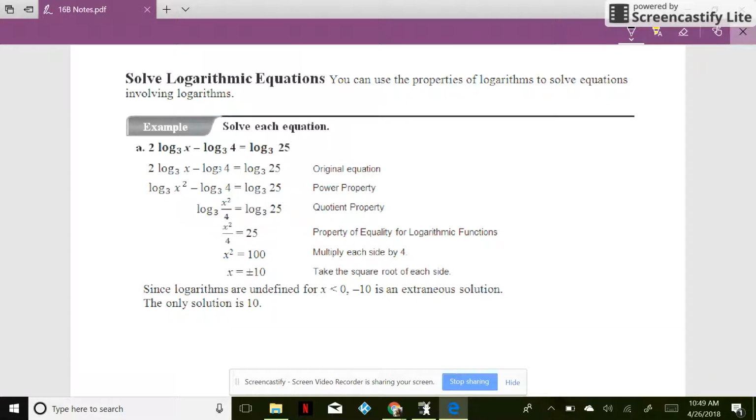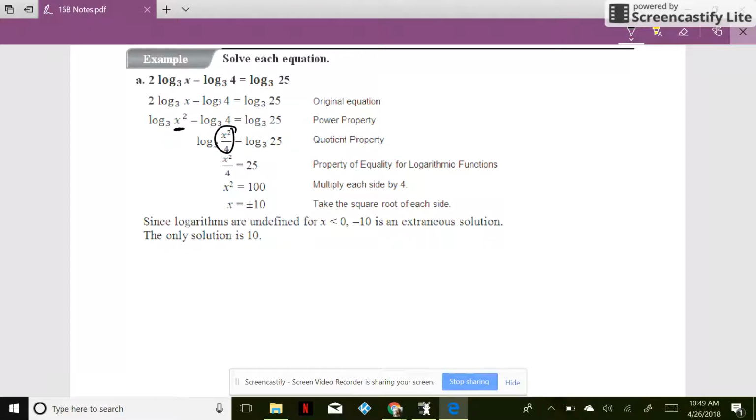So sometimes we're going to have to do multiple things at once, combining properties here. We start out with our equation. Since we have the 2 outside, we can put it back inside to become an x squared. Then we're subtracting these logs so we can rewrite it as a division. At this point we've got a common base of 3, so we can set what's inside equal to each other. So x squared over 4 is equal to 25. And then we get solutions of plus or minus 10.